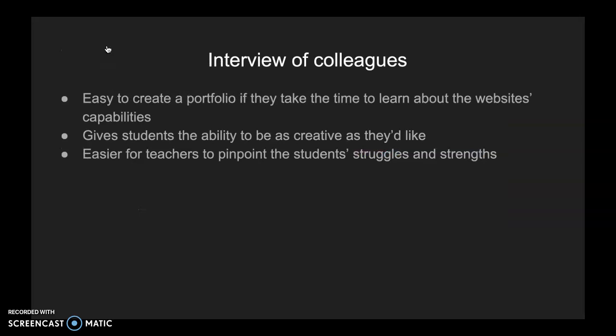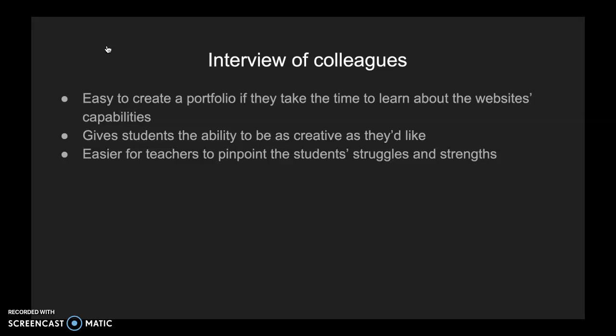When interviewing colleagues, some of them used this website in college, and some of them have used it with their students. In summary, they said that it's easy to create the portfolio if the student or adult takes the time to learn about the website's capabilities. There are so many possibilities on the website that it could be overwhelming, so it's important that they take the time to really move around the website and determine what its capabilities truly are before creating something.